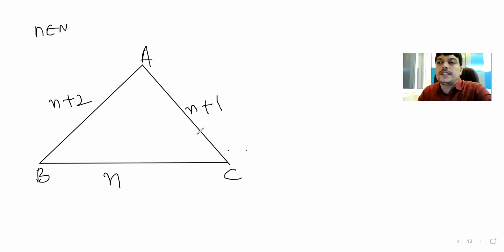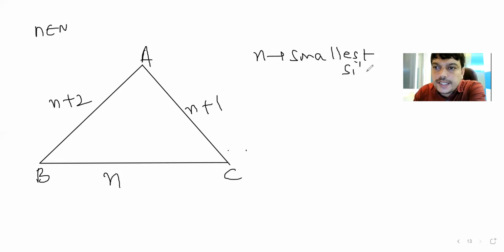Consecutive natural numbers means a natural number followed by the next immediate natural number. So after n comes n plus 1, and after n plus 1 comes n plus 2. Therefore these are consecutive natural numbers. So whenever they give consecutive natural numbers, you can assume like this. We need to find this n. Here, n is the smallest side and n plus 2 is the greatest side. So n plus 2 is the greatest side.